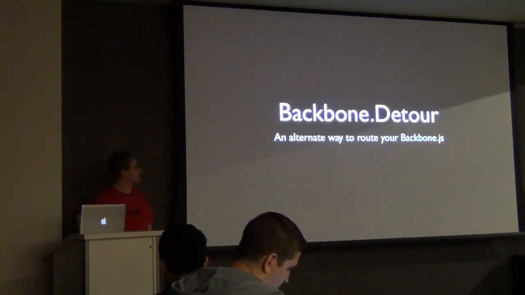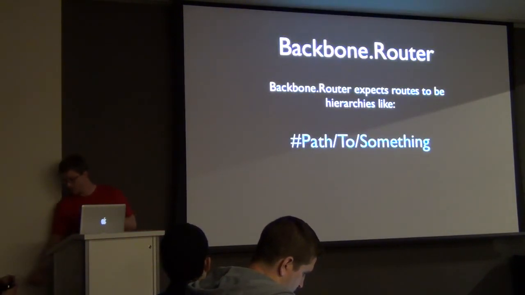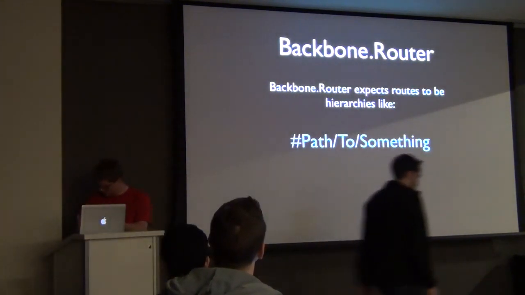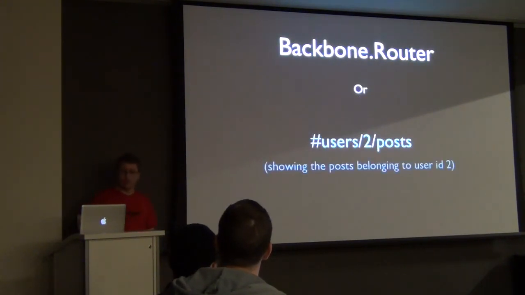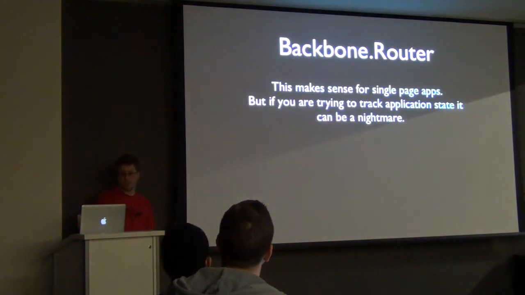So Backbone.detour, an alternate way to route your Backbone.js. Normally Backbone.Router expects routes to be hierarchies, like path/to/something, or users/id/posts. That works great when you're using single page apps, but if you're trying to track application state, then it can become a real nightmare.